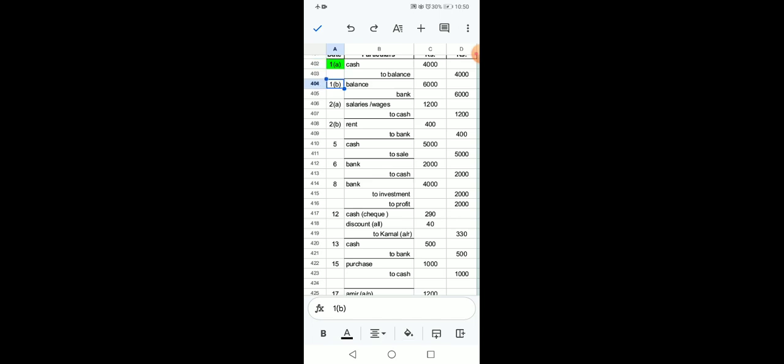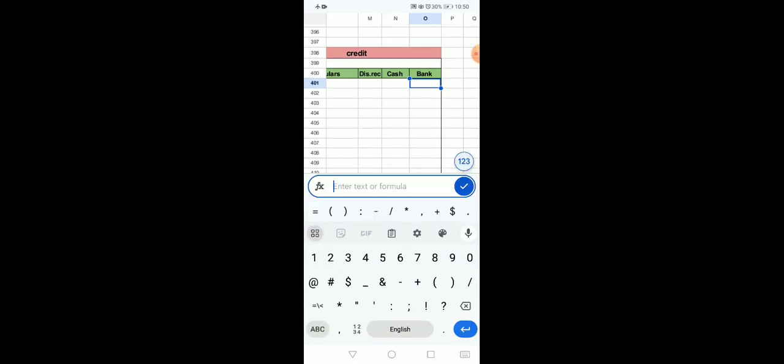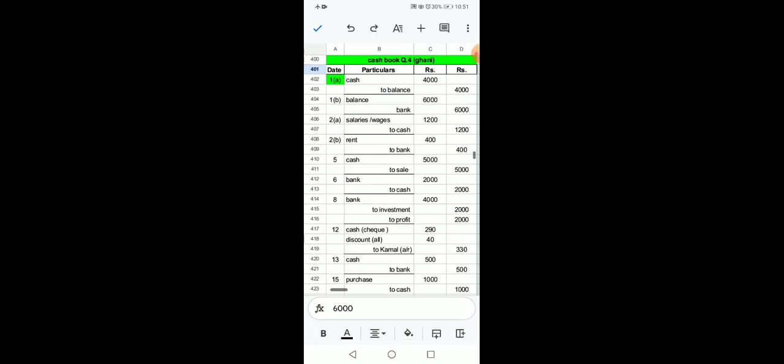1A is completed. Now we are at 1B, where there are two elements, but we are associated with only one element, that is bank, which is 6,000, and bank is credited. You will go to the credit side of the bank and will write 6,000 in bank column of credit side. Now you will see the reference, what is written on opposite side of the bank, that is balance. So you will write in particulars balance.